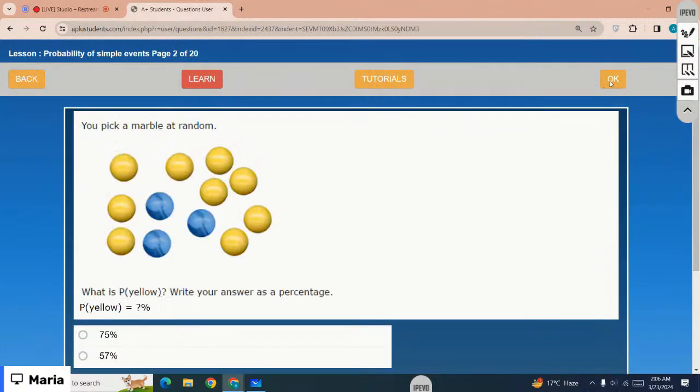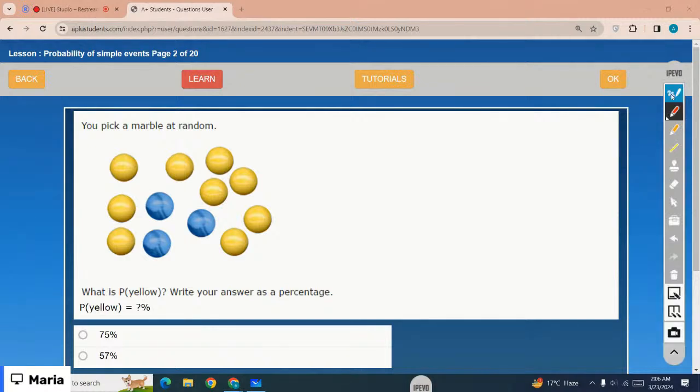Okay, the next one is you pick a marble at random. What is the probability of yellow, right? So let's just calculate the total marbles. We have 1, 2, 3, 4, 5, 6, 7, 8, 9, 10, 11, 12. The total outcomes are 12, right? Now you have to calculate the favorable outcomes, the ones that are yellow: 1, 2, 3, 4, 5, 6, 7, 8, 9 over 12 it is, right?